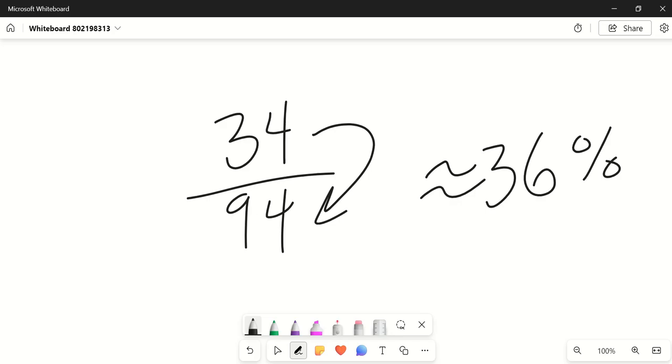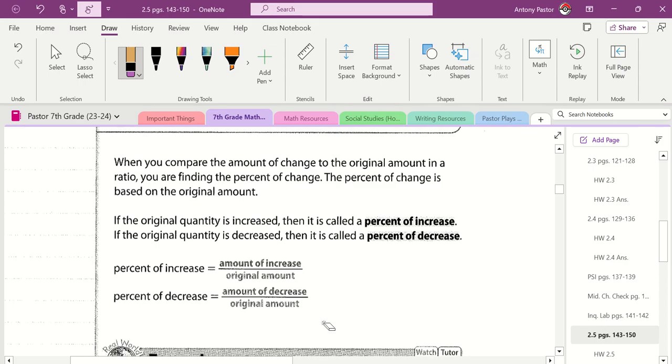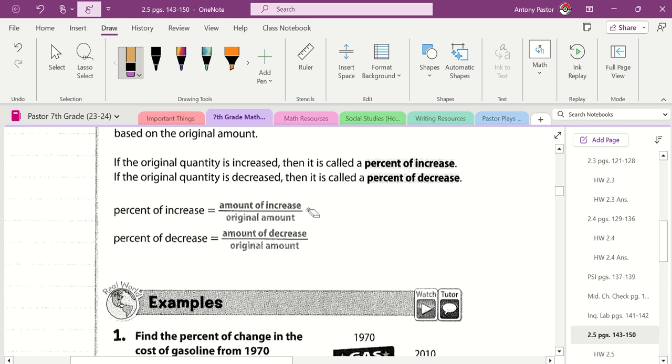So what we did here with this example is, this was 1922, this is 1955. It increased 36%. Therefore, this one is a percent of increase. If the original quantity is decreased, then it is called a percent of decrease. So again, percent of change is the blanket term, but these two, percent of increase is when something changes up, percent of decrease is when it changes down.